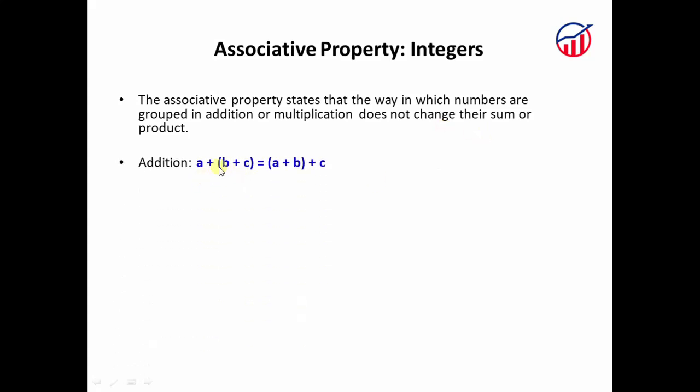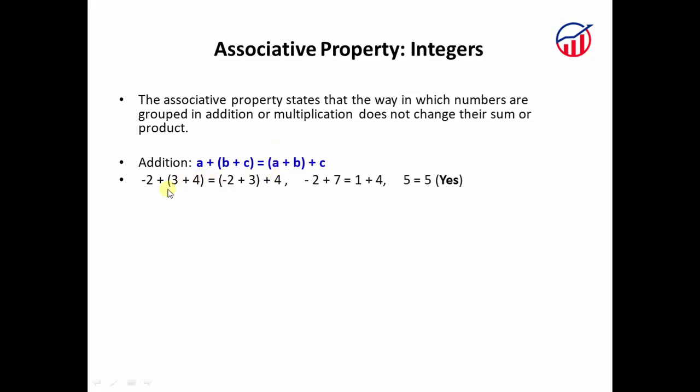So we have three numbers over here, a, b and c. What you can see over here, the grouping is done separately. So b plus c and a plus b. Let's check out an example. So let's say we have these three integers minus 2, 3 and 4. Here we have changed the order. Now what we have done is we have grouped b and c. So 3 and 4 we have grouped and a and b over here.